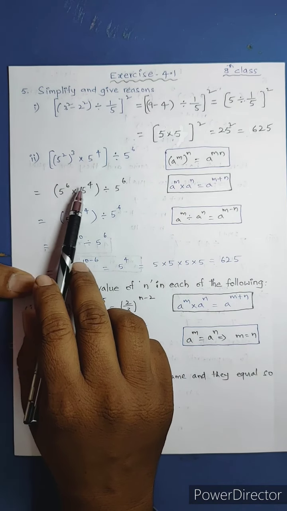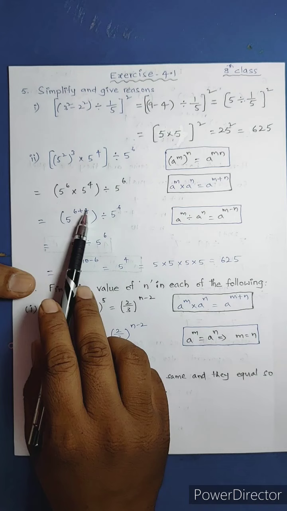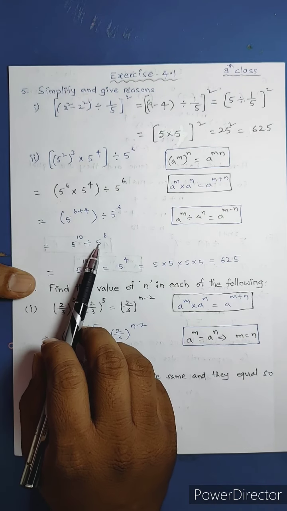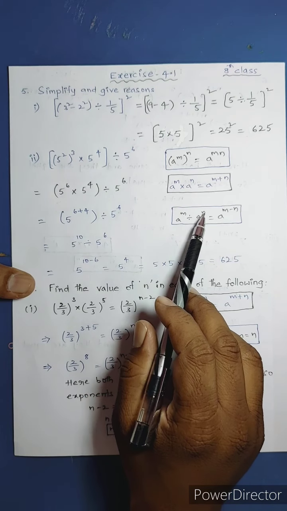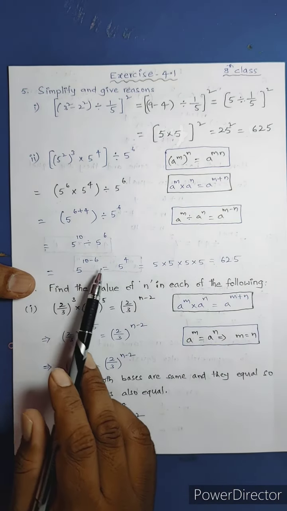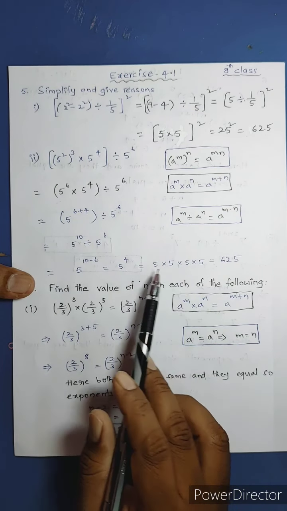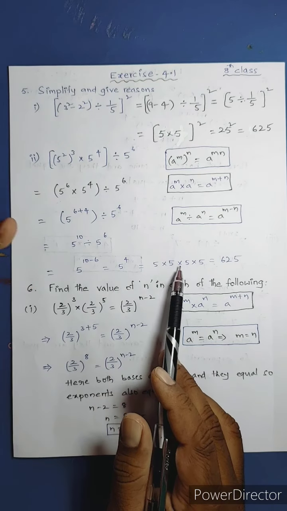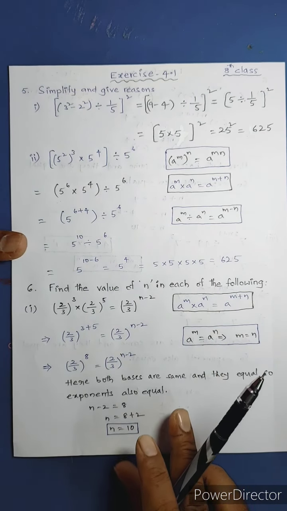So 5 power of 6 plus 4, 10, divided by 5 power of 6. Now 6 plus 4 is 10, 5 power of 10 divided by 5 power of 6. Again, a power of m divided by a power of n equals a power of m minus n. 10 minus 6 gives 4. So 5 power of 4 equals 5 into 5 into 5 into 5. 5 fives are 25, 25 fives are 125, 125 fives are 625.